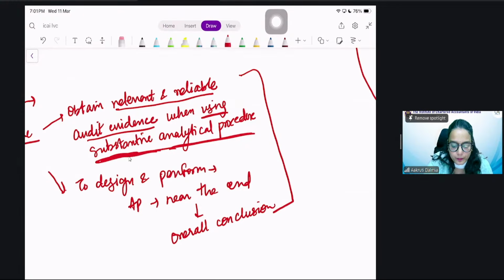Everyone clear? So do you have to remember this objective? Tell me. Do you have to remember this? Yes, you have to remember. Okay.